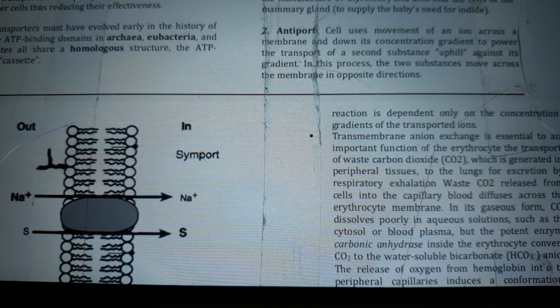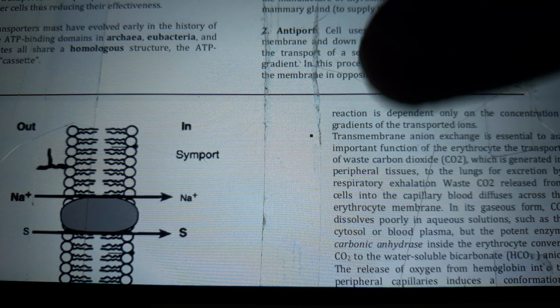2. Antiport. Cells use movement of an ion across the membrane and down its concentration gradient to power the transport of a second substance uphill against its gradient. In this process, the two substances move across the membrane in opposite directions.